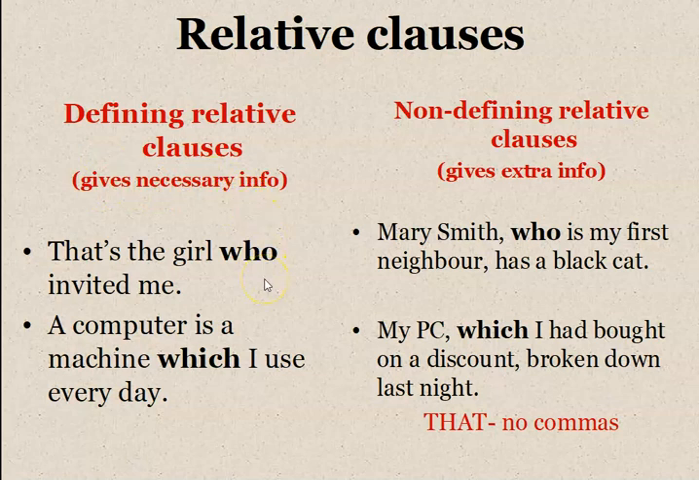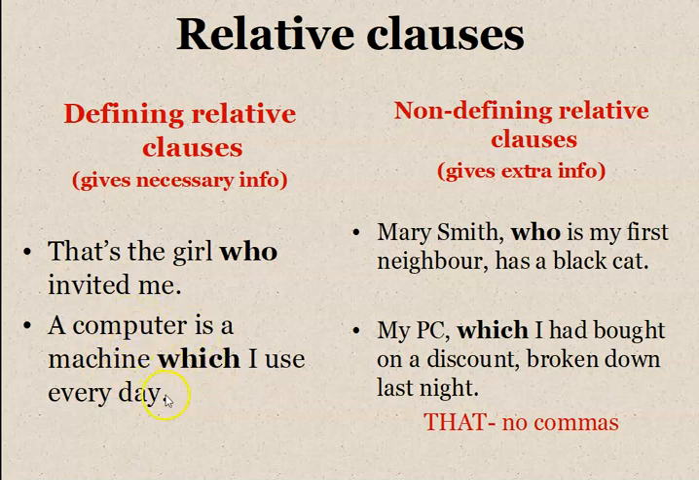For example, that's the girl who invited me. What kind of girl? Who invited me? This section here defines the girl, right? Gives some kind of definition or necessary information. A computer is a machine which I use every day. Looks like a definition, right? Okay, so we had who for people, girl, and which for machine, which is a thing, right?